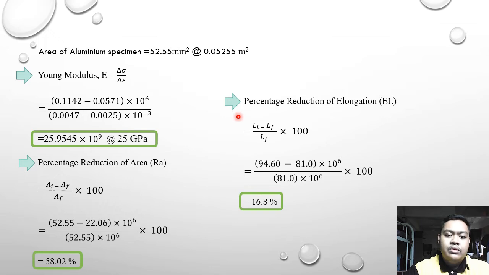Okay, the third equation is percentage reduction of elongation, or EL. Okay, we use this equation, length after minus length before, divided by length before. Okay, we use this equation and we insert the values of length before and after. This is length.